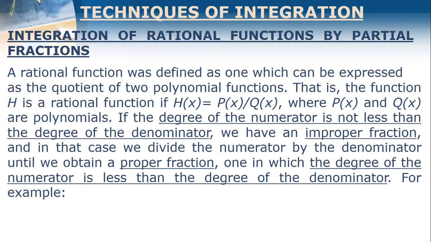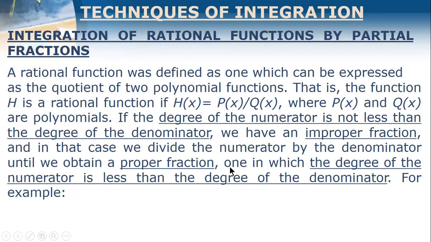A rational function was defined as one which can be expressed as a quotient of two polynomial functions. That is, the function h is a rational function if h of x is equal to p of x over q of x. So it's a quotient of two polynomial functions, where p of x and q of x are polynomials. So if the degree of the numerator is not less than the degree of the denominator, we have an improper fraction. And in that case, we are going to divide the numerator by the denominator until we obtain a proper fraction. So what does this mean?